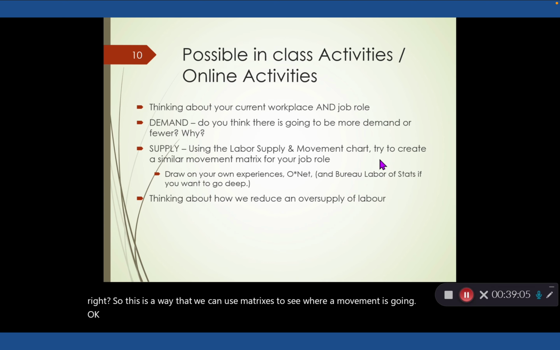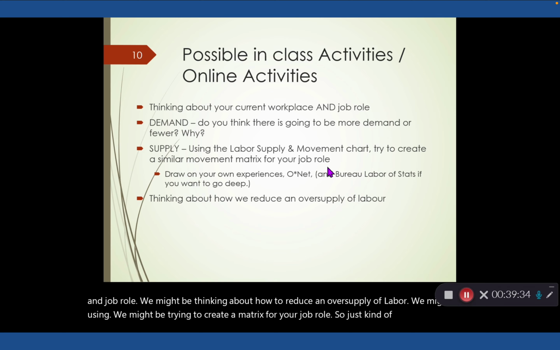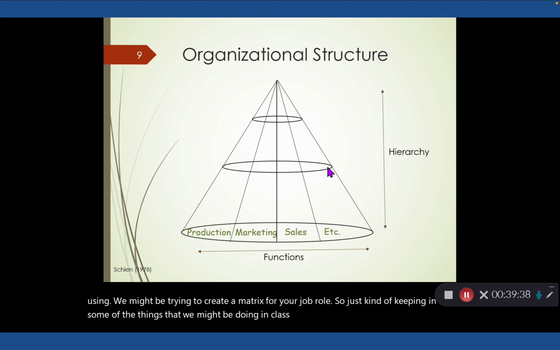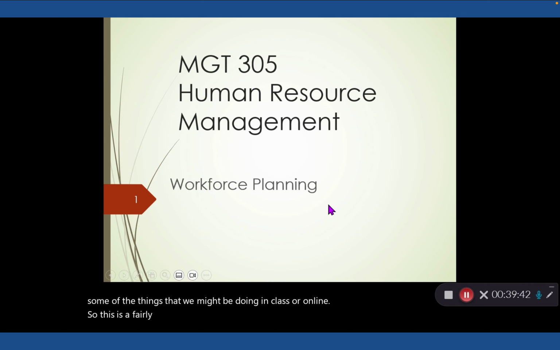Some of the possible in-class or online activities that we will be doing: we might be thinking about our demand and supply needs based on your current workplace and job role. We might be thinking about how to reduce an oversupply of labor. We might be trying to create a matrix for your job role. So just keep in mind some of the things that we might be doing in class or online. This is a fairly short tutorial because I'm not putting recruiting in here. We're only going to be talking about planning right now.